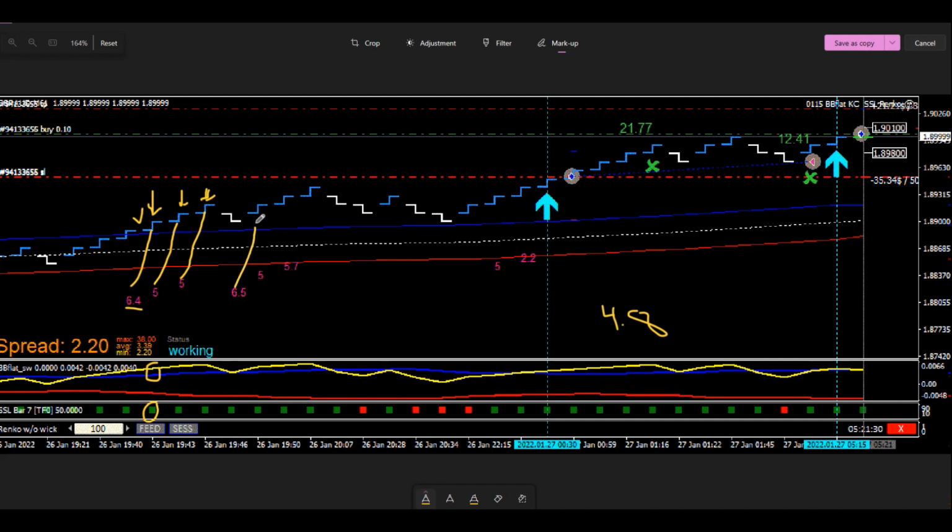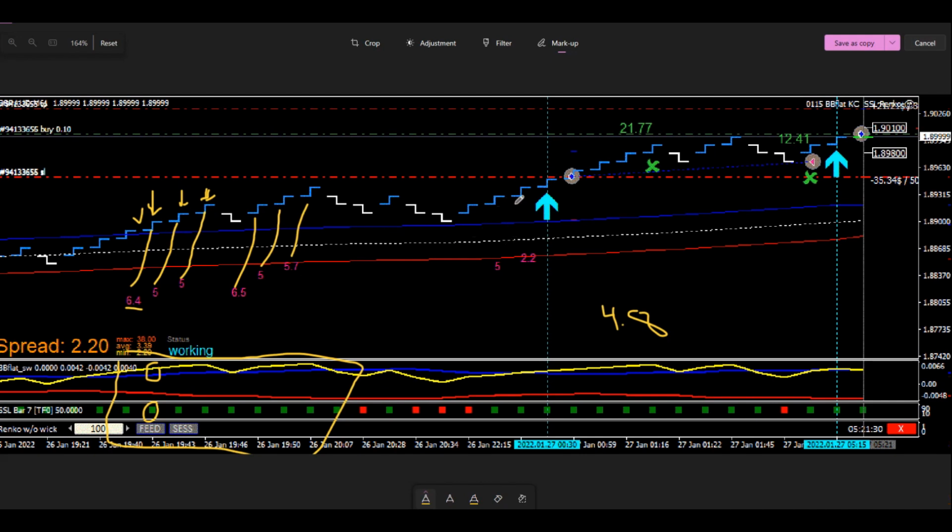And see, that one goes with that one, and that one goes with that one. All of these spreads here are above my 4.8. So again, during this time here, it looked like it should have been a go, but it didn't because of the spreads. So then we wait and we get over here.